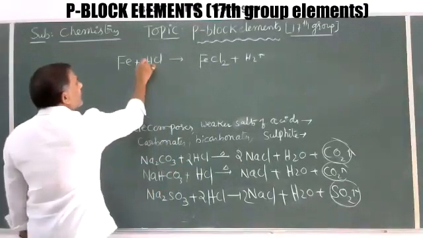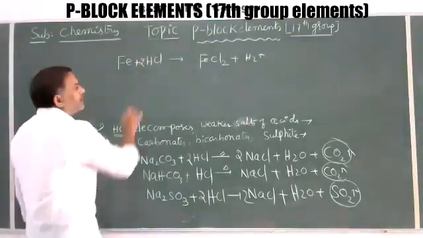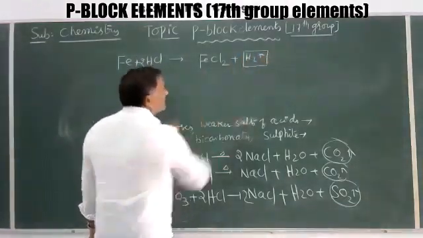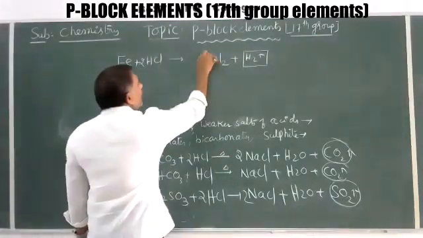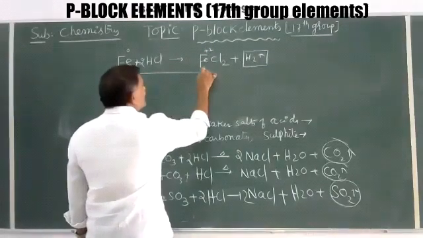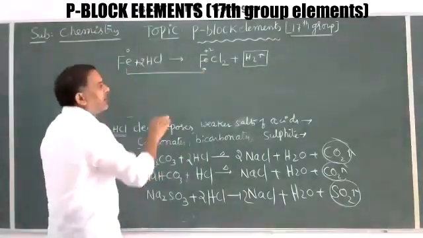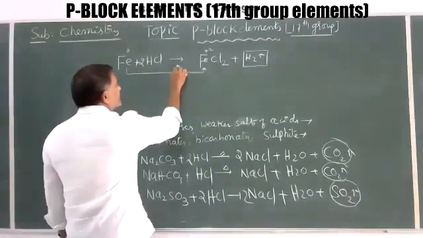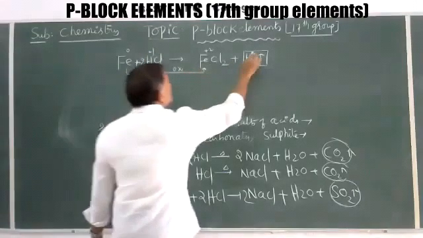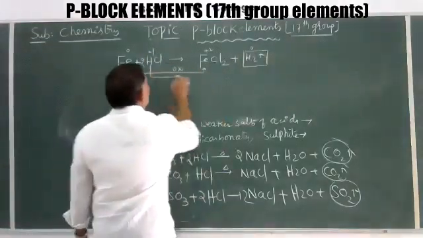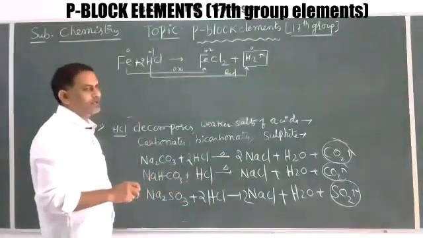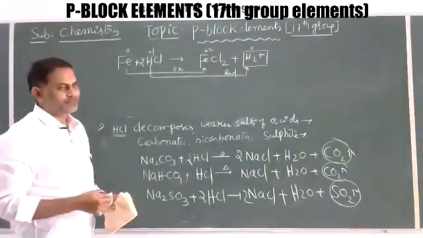Now here, take 2 moles of HCl; it gives FeCl2 plus hydrogen gas. Here Fe goes from 0 to +2, so the positive charge increases. Removal of electrons takes place, so oxidation occurs. Here hydrogen goes from +1 to 0, so reduction takes place, which is addition of electrons. Okay, it is a redox reaction.